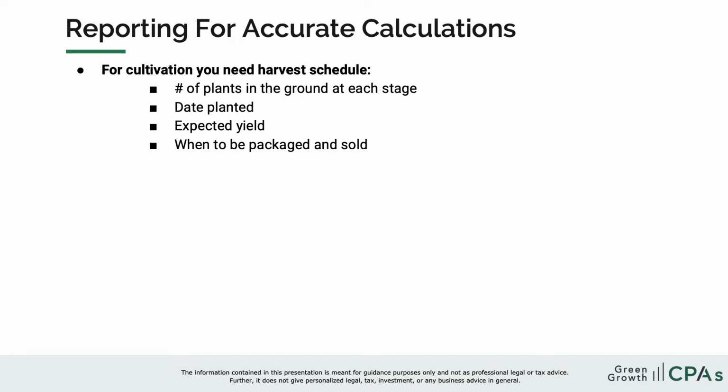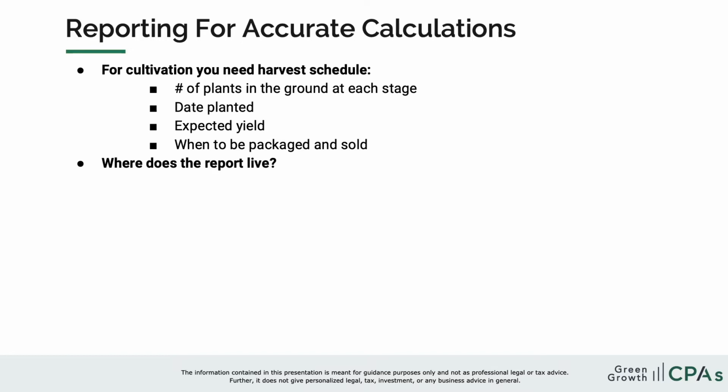You also need to know the expected yield. Maybe different strains give you different yields. So that's important to understand. Which strain is it? How far along is it? And what is the expected yield? And then you need to know when it's going to be packaged and potentially if it's already sold or when it will be sold.